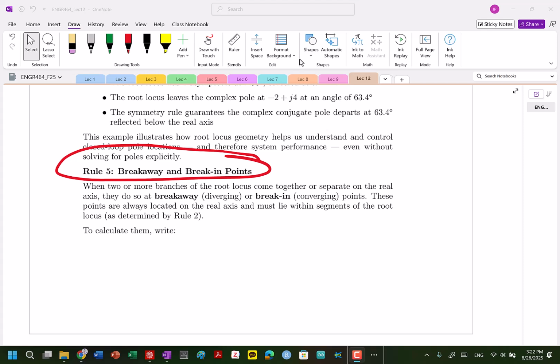All right, everyone, we are back, and we're going to go through Rule 5, which is breakaway, break-in points. So when we have the scenario where two or more branches will come together or separate, they are going to do so at breakaway points or break-in points. Breakaway if they're diverging, break-in, converging. They're located on the real axis. They have to lie on, and basically satisfy, Rule 2.